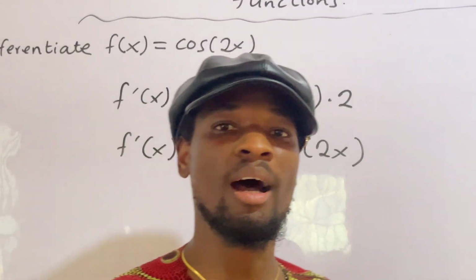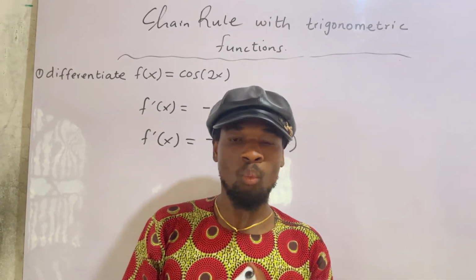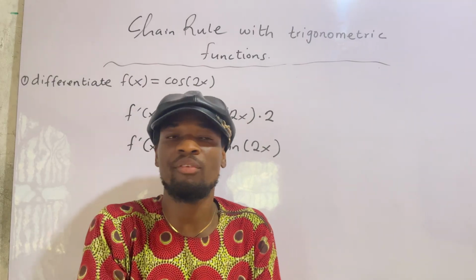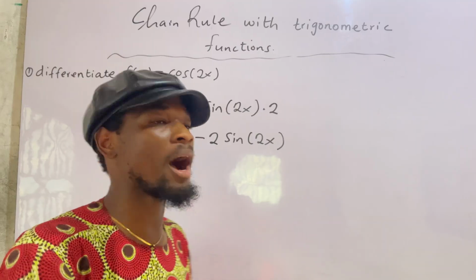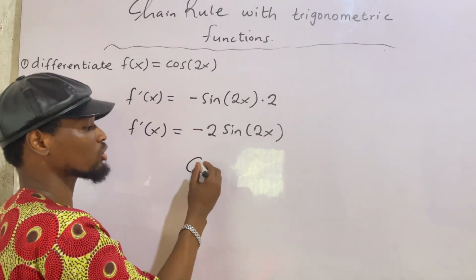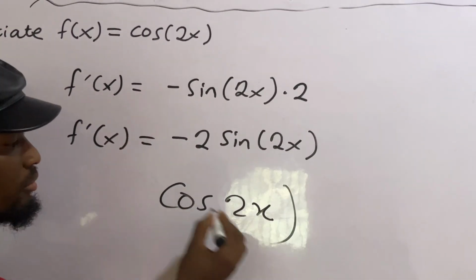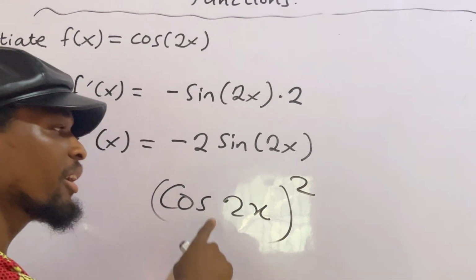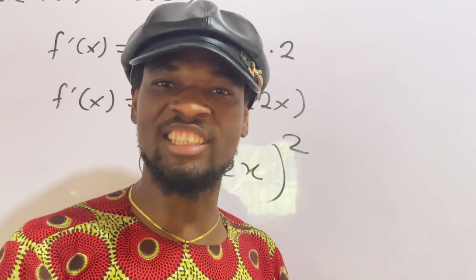Let's consider other questions. But how would you know when to employ the chain rule? The chain rule is also applicable to functions involving exponents. So if I have something like cos 2x, because it's involving exponents, I'll quickly employ the chain rule, all right?